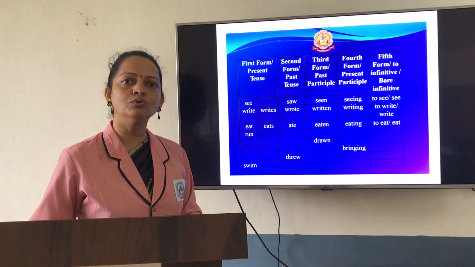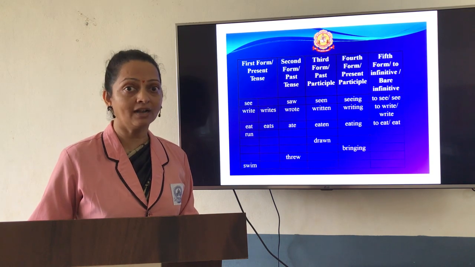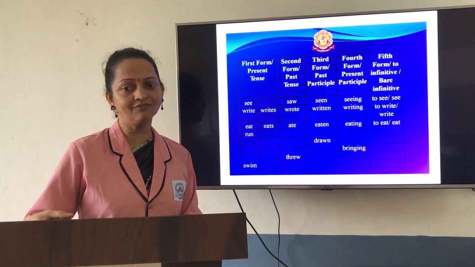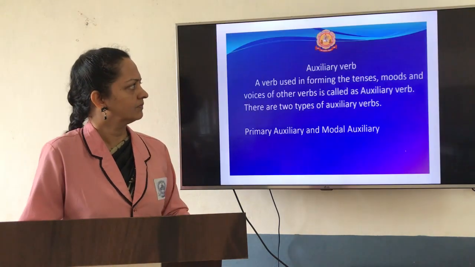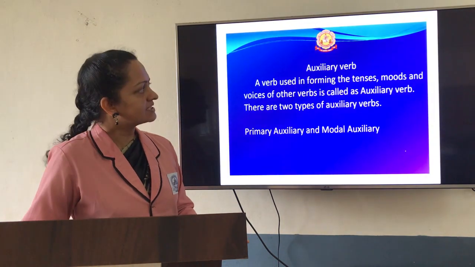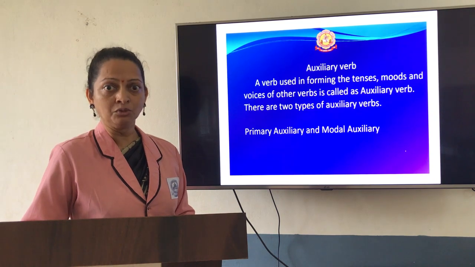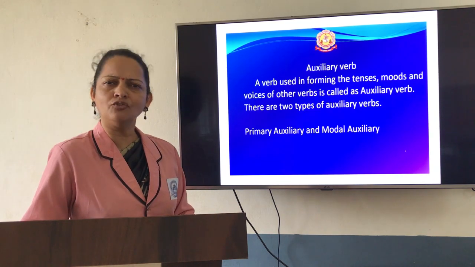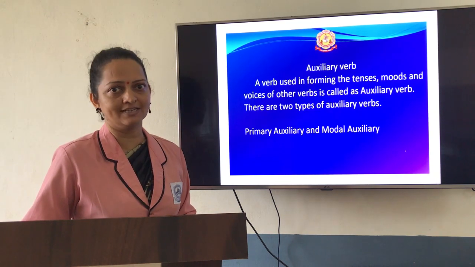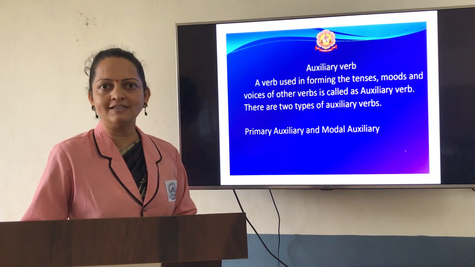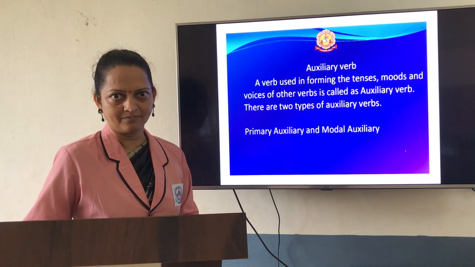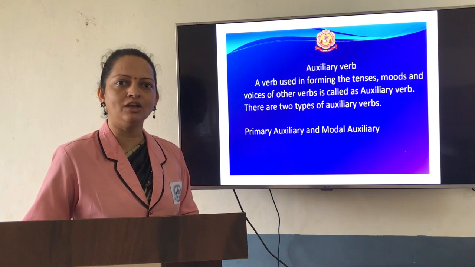And there we use auxiliary verbs. Now what are auxiliary verbs? Auxiliary verbs are nothing else but helping verbs. A verb used in forming the tenses, moods and voices of other verbs is called an auxiliary verb. And there are 2 types of auxiliary verbs, primary auxiliary and modal auxiliary. So let's first see what are primary auxiliaries.